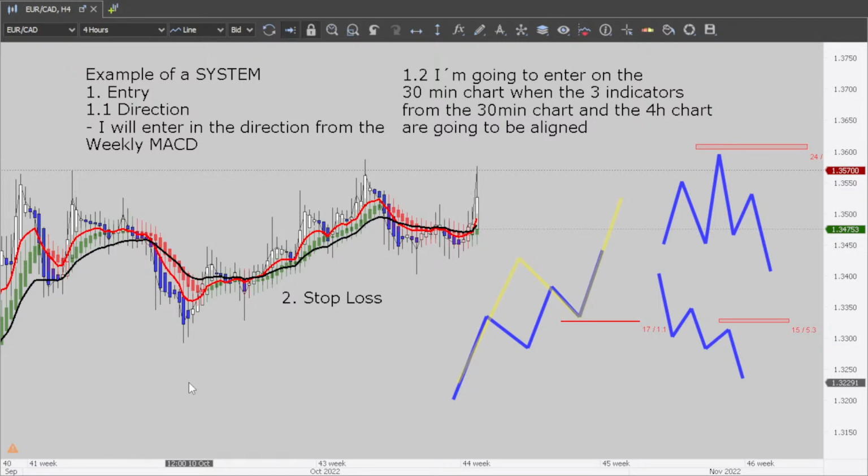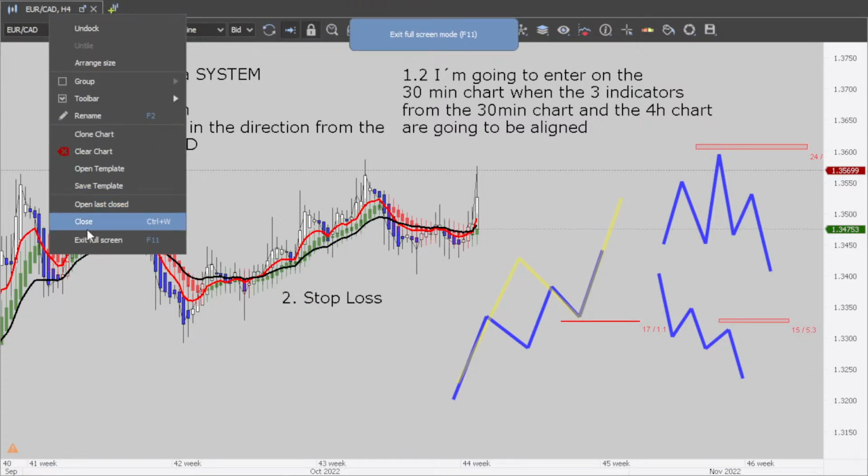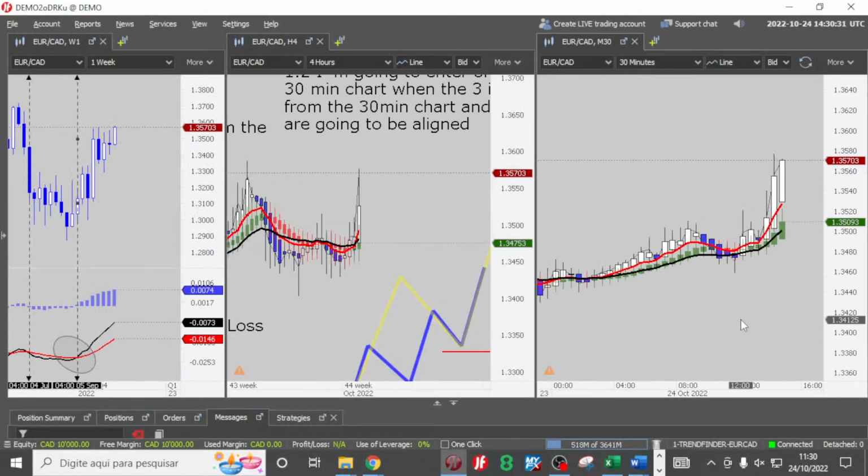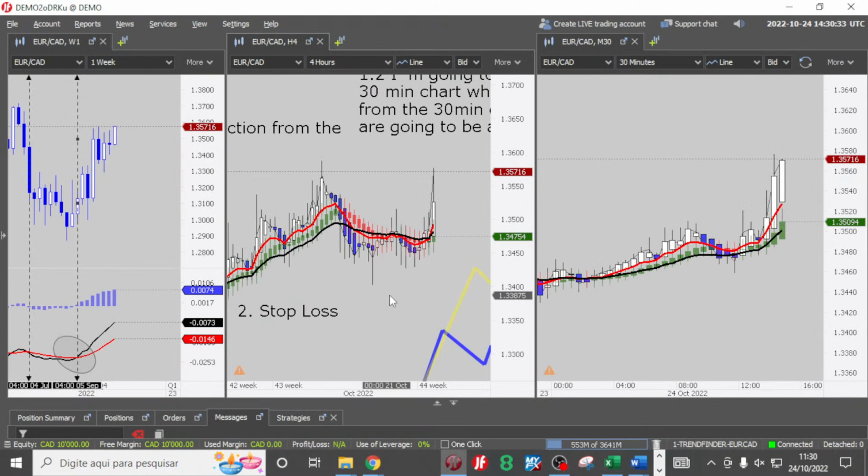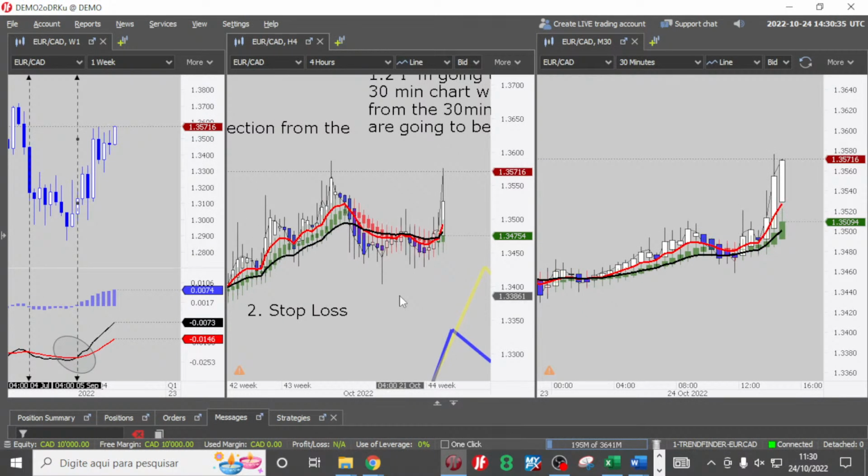This is the system so far. Where should we put our stop loss? We said we have an entry from the 30-minute chart and from the 4-hour chart. Any idea, hedge fund trader Julius, hedge fund trader Shola, hedge fund trader Ala, any ideas? Where can we or where should we put the stop loss?